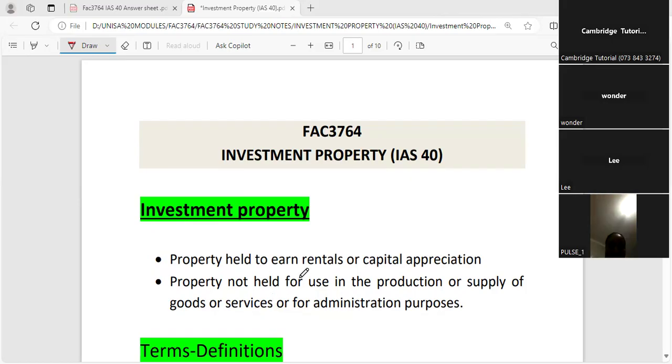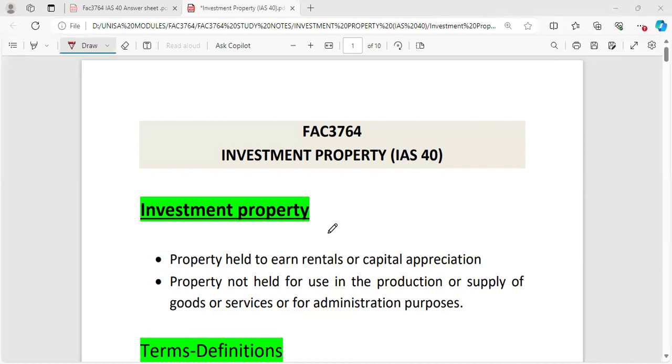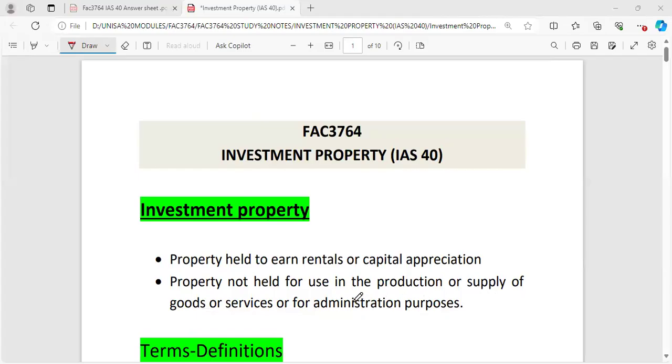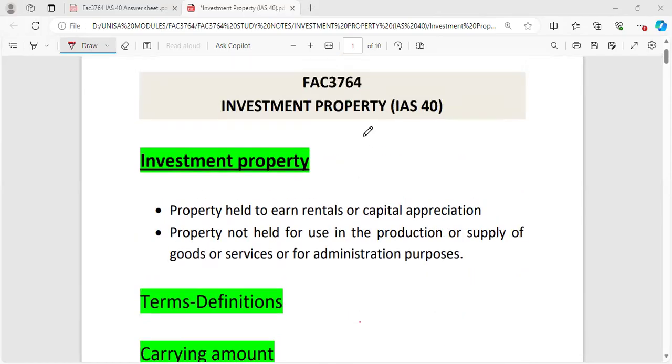I want us to look at a long question so that we can familiarize ourselves with long questions in the exam. So investment property is property held to earn rentals or capital appreciation. It is not held for use in production or supply of goods or for administration purposes. So that is our investment property.